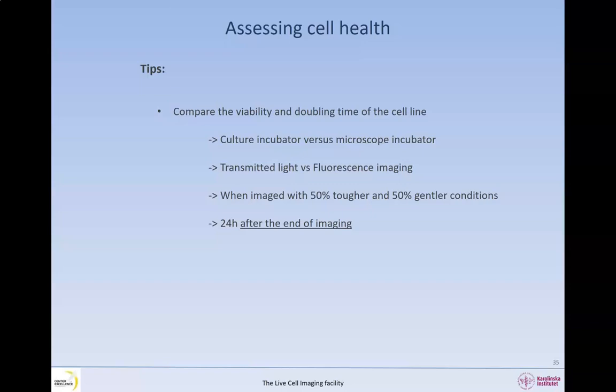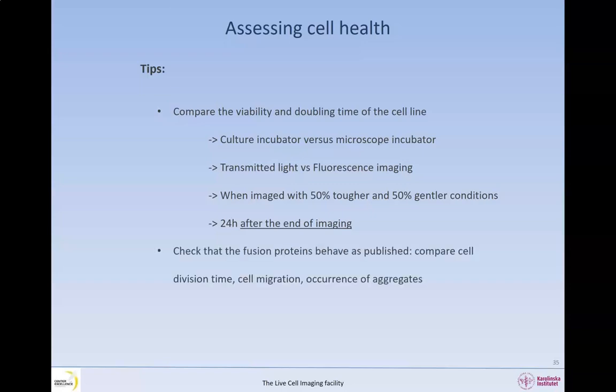Compare the viability of cell imaging with 50% tougher and 50% gentler conditions than the imaging condition you need. For example, higher and lower laser power, double or half the time interval or length of the time lapse. Check the cells 24 hours after imaging to see if abnormal death rate or cell division occurred due to the imaging conditions. Check that the fusion proteins behave as published.